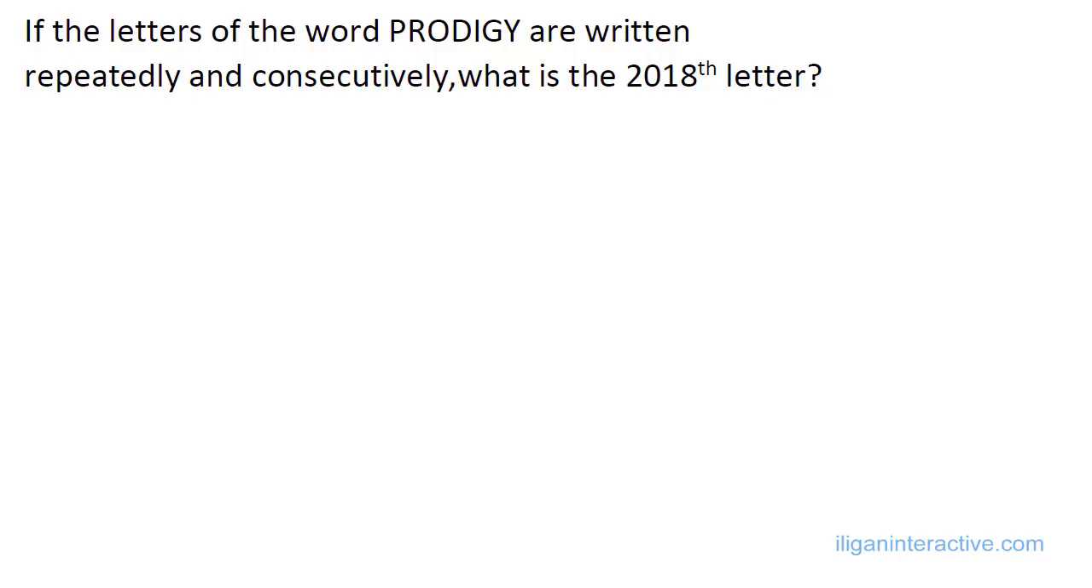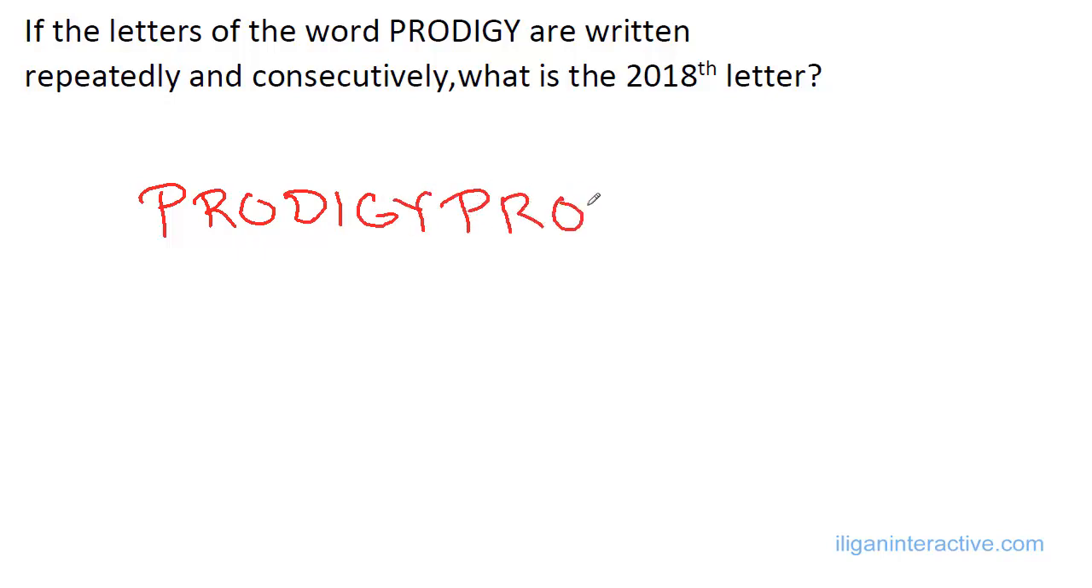If the letters of the word prodigy are written repeatedly and consecutively, what is the 28th letter? Okay, so the idea is that we'll write that word prodigy, those letters, and then continue writing it, and we need to look into what the 28th letter is. So the first letter is P, 1 2 3 4 5 6 7, and then the 8th letter is also P, and things like that.